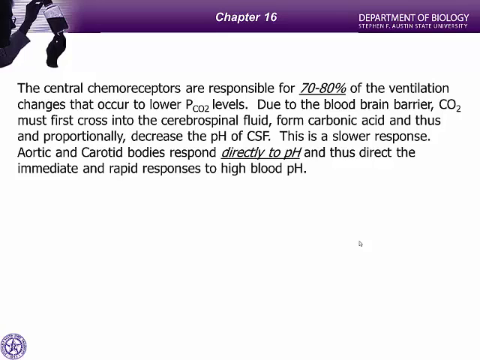Now, the central chemoreceptors, those in the medulla, are responsible for 70 to 80% of the ventilation that occurs. However, the peripheral chemoreceptors are going to be responsible for that beat-by-beat minute adjustment. That's going to be the immediate, rapid response to any changes that might happen. The central chemoreceptors, for lack of a better term, provide more chronic regulation. It's more long-term, a slower response, because the CO2 has to diffuse out of the blood into your cerebrospinal fluid. Then it's going to be detected by the cells of the central chemoreceptors, and that just takes a little bit longer.